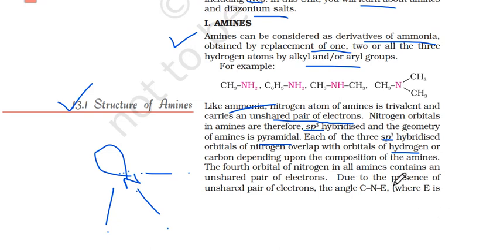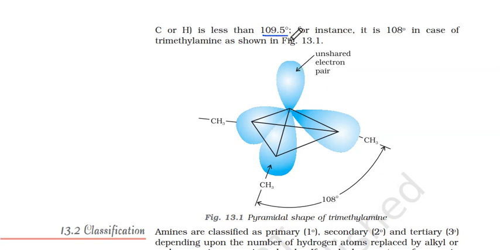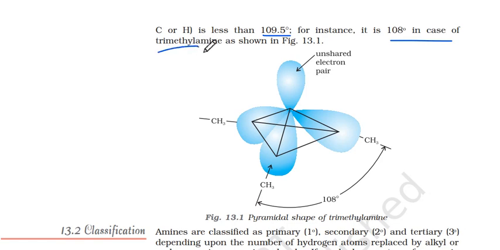So the fourth orbital of nitrogen in all amines contains an unshared pair of electrons, this one. Due to the presence of unshared pair of electron, the angle C-N-E, where E is C or H, is less than 109.5 degree. For instance, it's 108 in case of trimethylamine. So if you have trimethylamine, this will be 108, जो tetrahedral angle होता है.